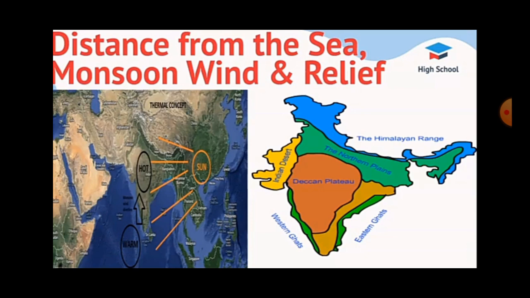The summer season ends in India by which month? May month. Why? Because the onset of the southwest monsoon brings down the temperature of the entire India and causes moderate to heavy rainfall in many parts of the country. So the southwest monsoon winds bring down the temperature of the entire India and cause moderate to heavy rainfall.